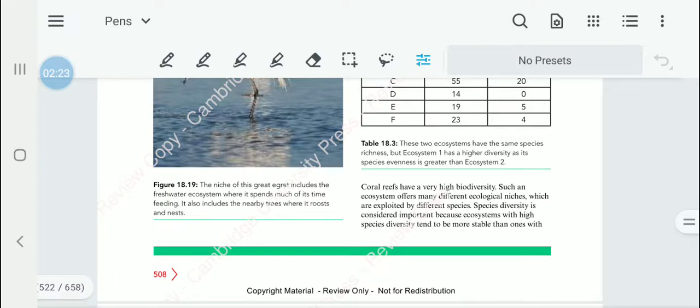Now, a coral reef has a very high biodiversity because it provides many different ecological niches, which means it provides different opportunities for species to evolve and be present. These niches are used by different species, and that results in these different species bringing more diversity to the ecosystem.